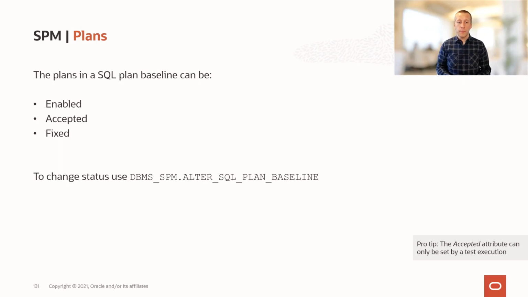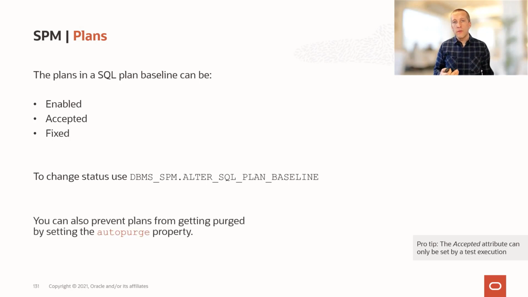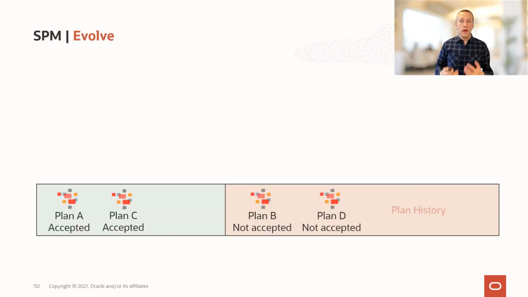So this is a way that you can manually assure that one specific plan is used for this SQL. We'll talk about evolving in a little while, but you should know that on plans, you can change the auto purge property from true to false. If you change auto purge to false, a plan will never be purged from the plan baseline, regardless of whether it's used or not.